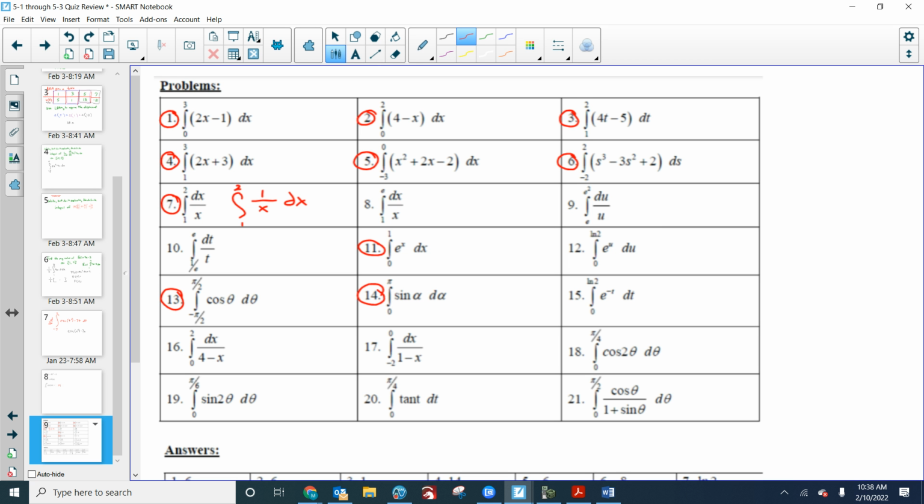7 would not be fair game for the quiz tomorrow. But just out of curiosity, did you recognize the antiderivative of 1 over x? ln absolute value x plus c. We've discussed it. I haven't explained why. I think I might have explained why. It's been a long time. I actually graphed. We did a problem. Let's see.